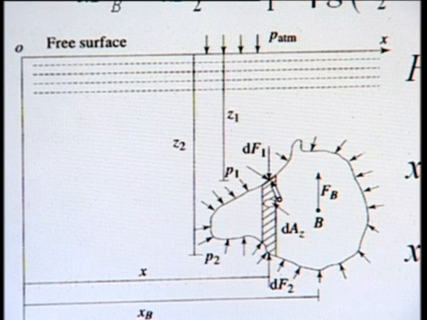The top point is at height z1 from the free surface, and the bottom point is at distance z2. So the upper point and lower point of this prism are situated at z1 and z2 heights from the liquid free surface. Because of z1 and z2, the force applied by the fluid on the body can be calculated with the help of the pressure equation.